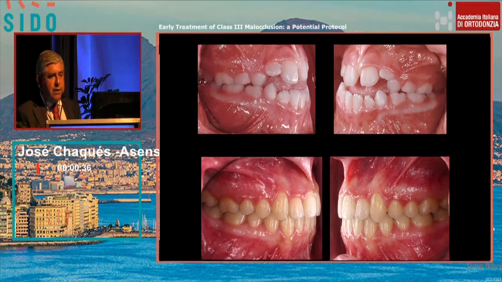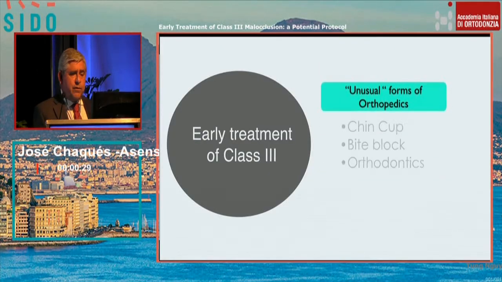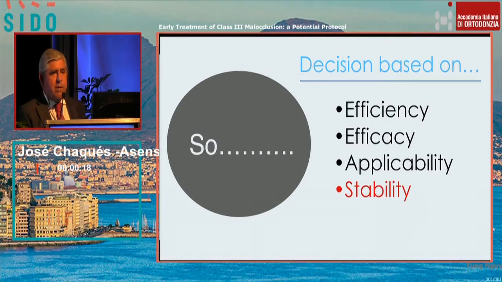And you can take a look at the difference from the position where we departed to the final occlusion. So unusual forms of orthopedics that can be something so sophisticated as a chin cup and a bite block. And then orthodontics. What about stability?